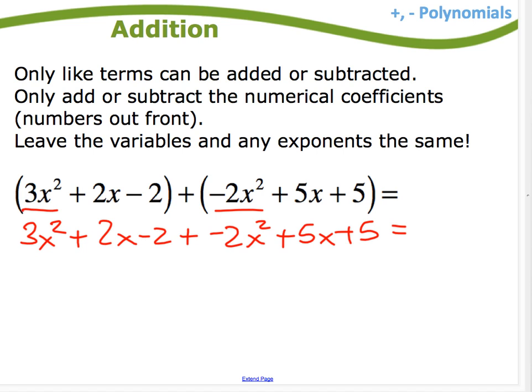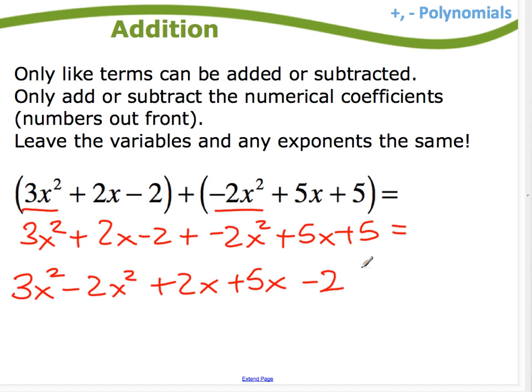And then I like to group like terms. So 3x squared, and then there's a minus 2x squared over there. There's a positive 2x. There's a 5x. There's a minus 2 here. And there's a plus 5. You sort of have to be careful, make sure all the signs go with things. So whatever the sign is out front, that's what goes with that term.